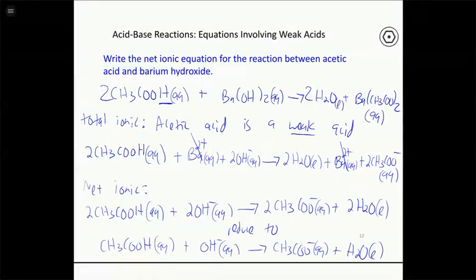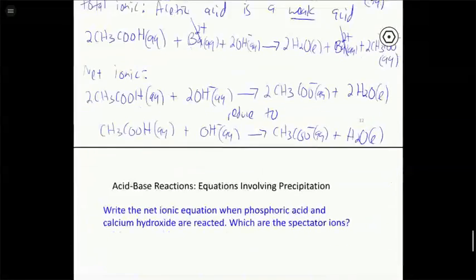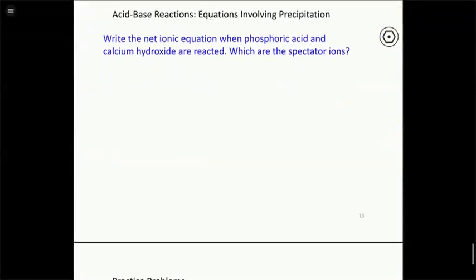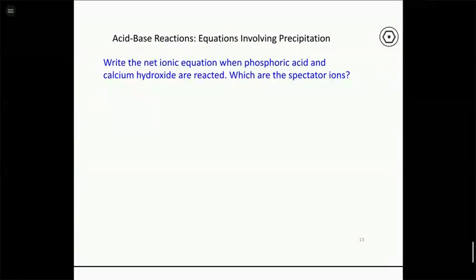We just write out the full equation. We separate out anything that's a soluble ionic compound or a strong acid into ions, and then we remove the spectator ions to get our final form. All right, let's look at one other example here, an acid-base reaction that involves precipitation.